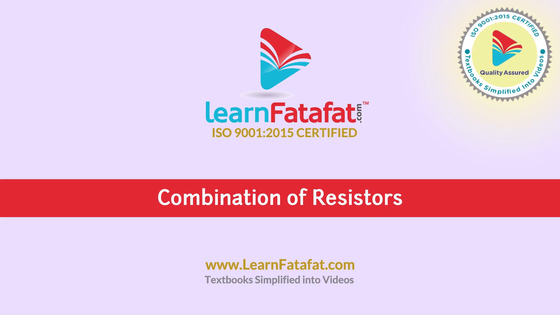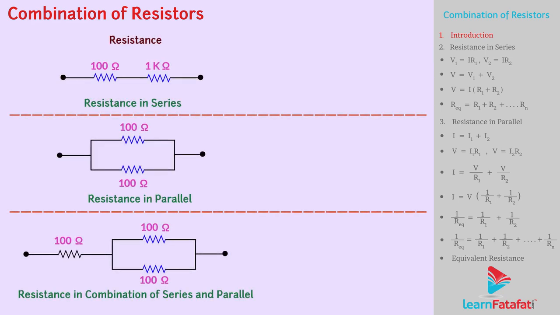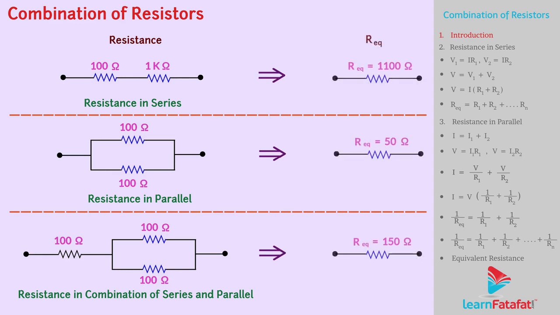Combination of resistors. Dear students, in electrical circuit, resistors are combined in different fashion. Many times, it is necessary to find equivalent resistance of all these resistances. In this video, we are going to find equivalent resistance of series and parallel arrangement of resistors.